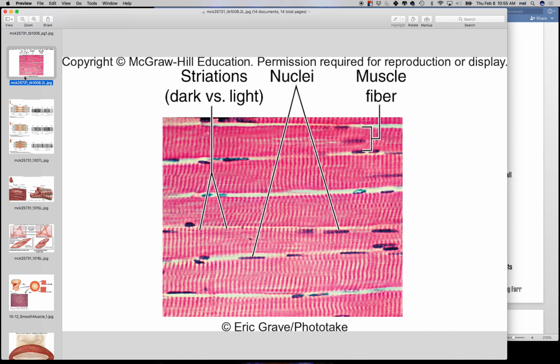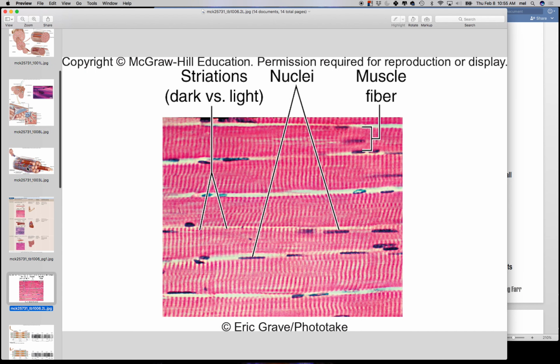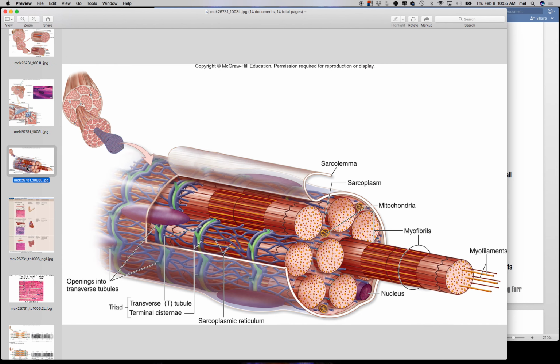So you remember that skeletal muscle is striated, yes? You're going to learn why it's striated today. And you also remember that skeletal muscle is multinucleated. Do you remember that? Okay, so now I'm going to show you a stylized picture of a muscle cell, and we're going to start to break it down.